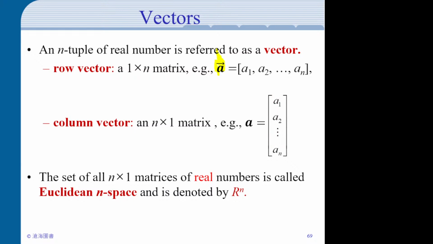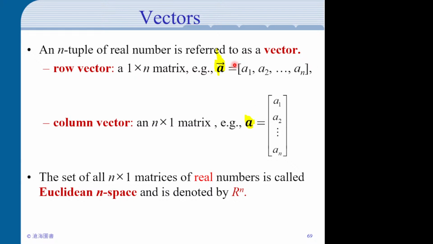For column vectors, we use a bold lowercase letter, but without the vector sign. So column vectors are written with this kind of notation, and row vectors with that kind of notation.